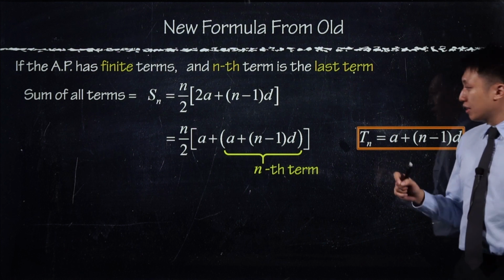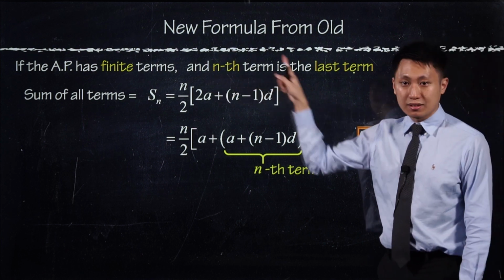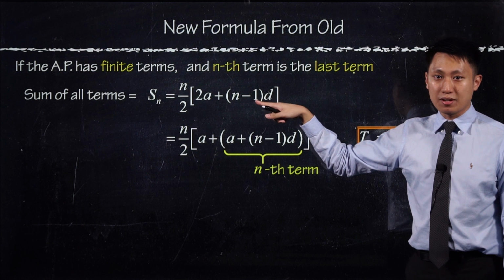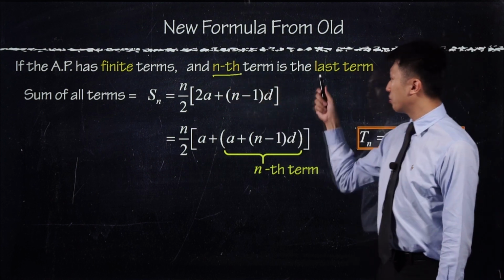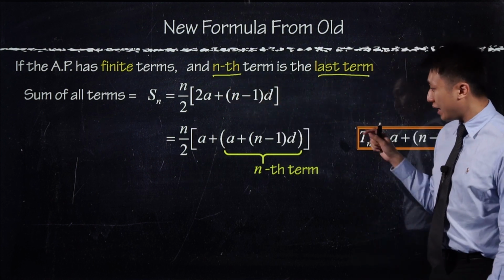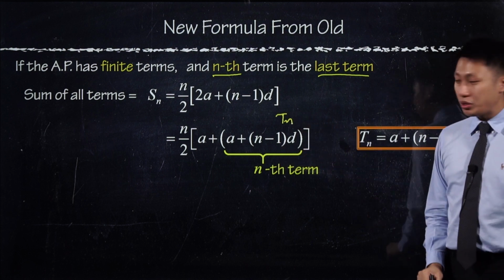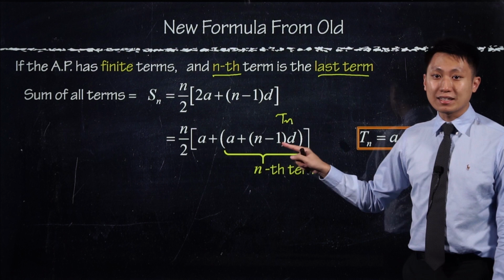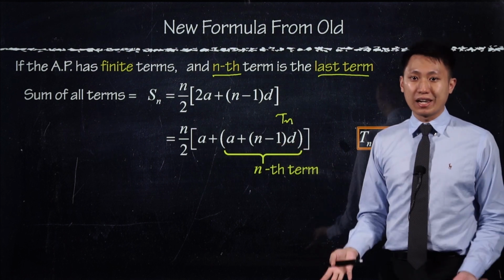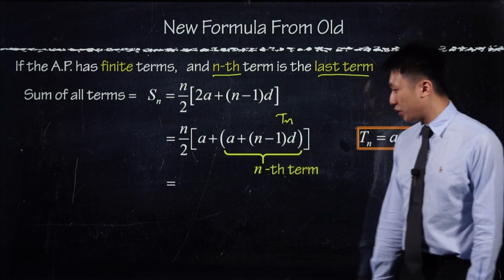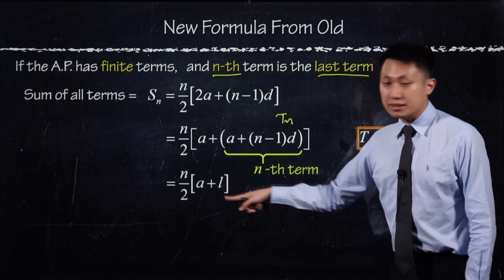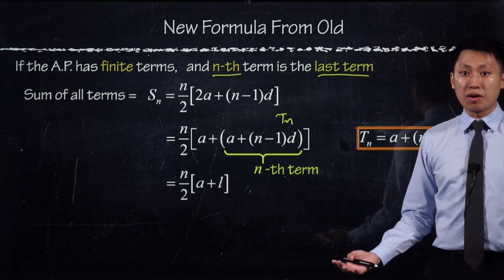Now, think about this. Look at what we have described here. We take the nth term to be the last term, meaning that this one is the nth term, Tn, which means that this is the value of the last term. So we will call this one l, so a plus (n minus 1)d becomes a plus l. Now you got a new formula, right?